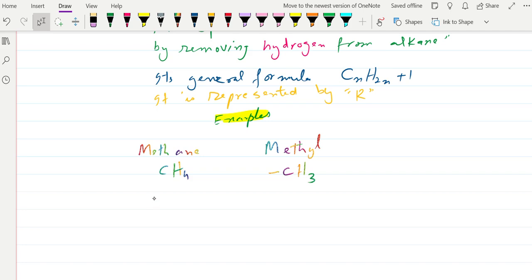Similarly, we can write for ethane, its molecular formula is C2H6, and when we remove one hydrogen it will be called ethyl, and its formula will become C2H5, and one valency will remain empty, vacant.